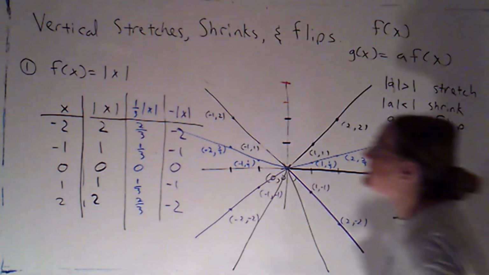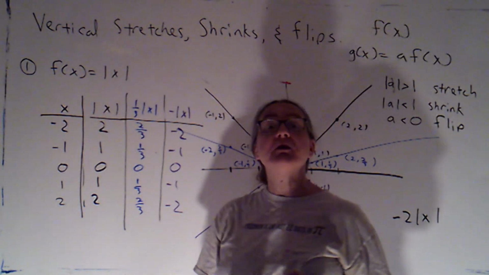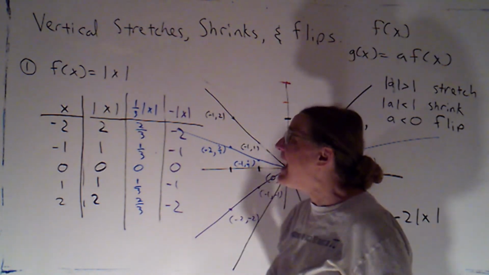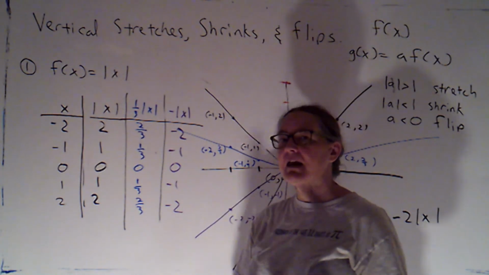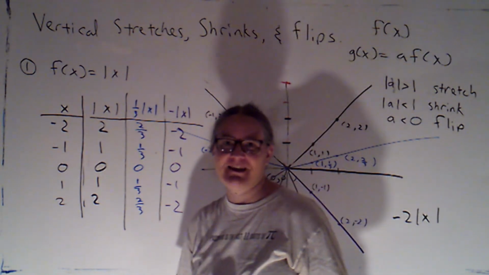All right, so in the next video, we'll take a look at what happens when we do horizontal stuff. As you might anticipate, that's going to be accomplished by multiplying by things before we plug into the parent function.